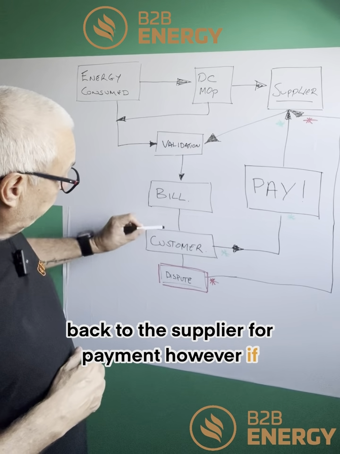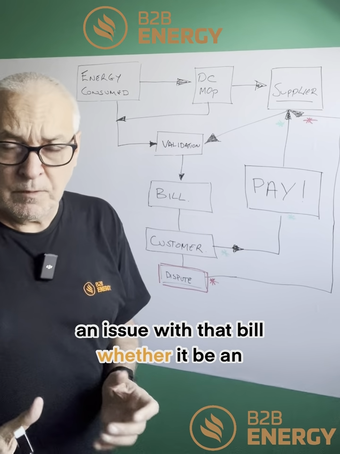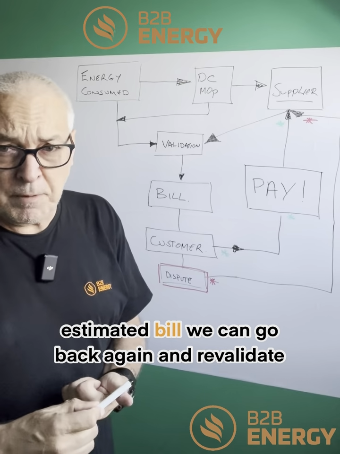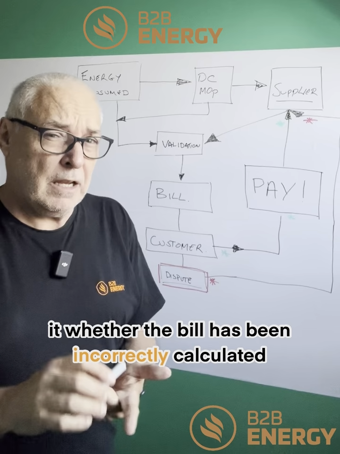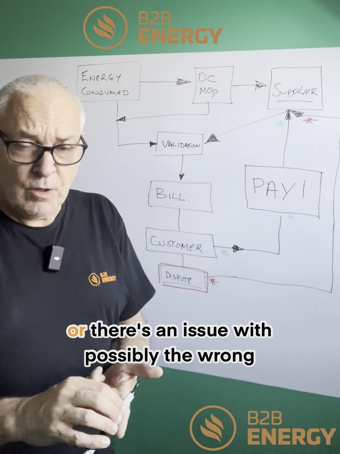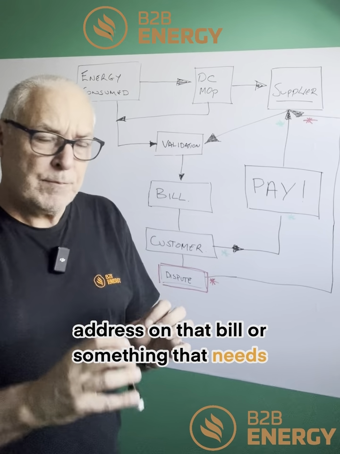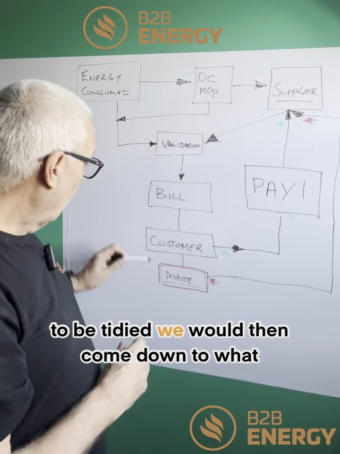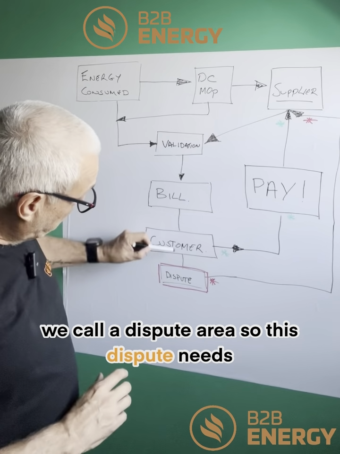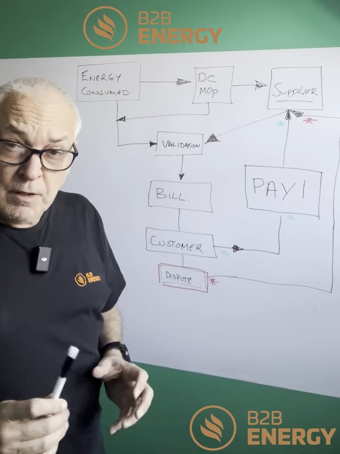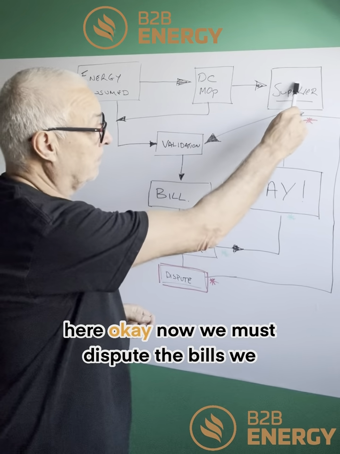However, if we've looked at that bill and we see there's an issue with it, whether it's an estimated bill, we can go back and revalidate it. Whether the bill's been incorrectly calculated, or there's an issue with the wrong address on that bill, or something else that needs to be tidied, we would then come down to what we call a dispute area. This dispute needs to be done formally, with contact back to the supplier, back up here.